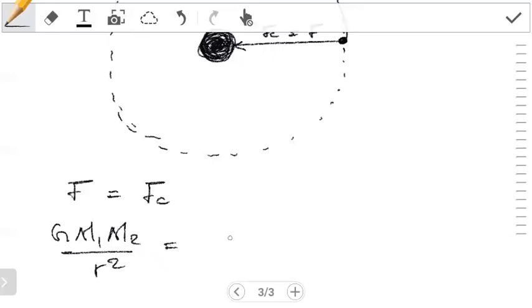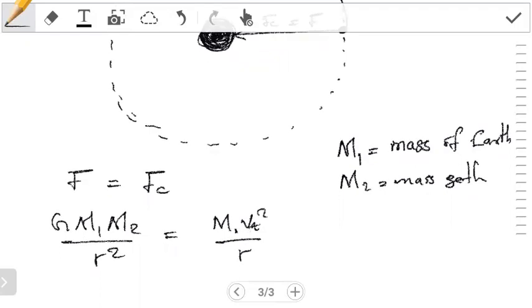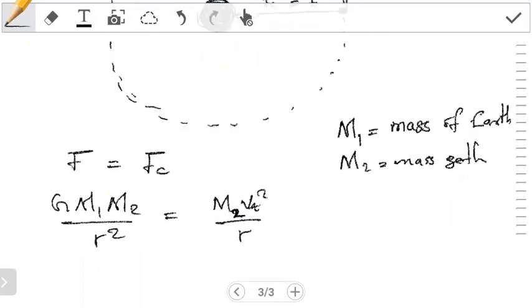But then from centripetal force, what we know is M Vt squared over R. Now let M1 be equal to the mass of the Earth, and then M2 be the mass of the satellite. Since the satellite is the one rotating, this must be M2, it's the one that is experiencing the centripetal force.